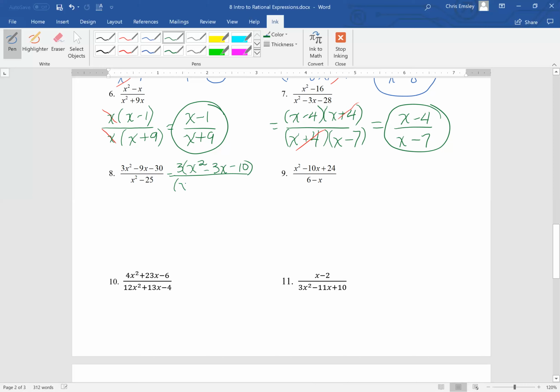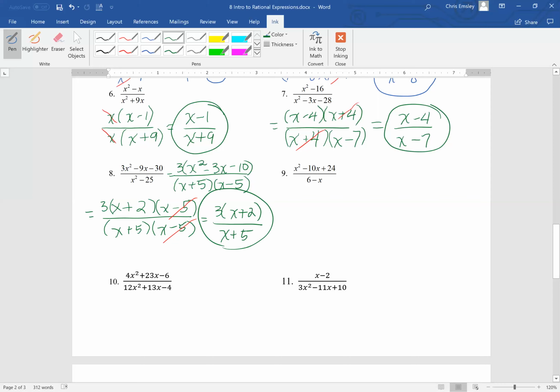Bottom is the difference of two squares. Sometimes I put the plus first and sometimes I put the minus first. It doesn't matter. So we got to factor again on the top. We're not done yet. X times x, and factors of 10, how about 2 and 5? How can I get a -3 from a 2 and a 5? Well, a -5 and a +2 will work. And then once again, the fun part, cancel those common factors. There we go. And our final answer would be 3 times x plus 2 over x plus 5.